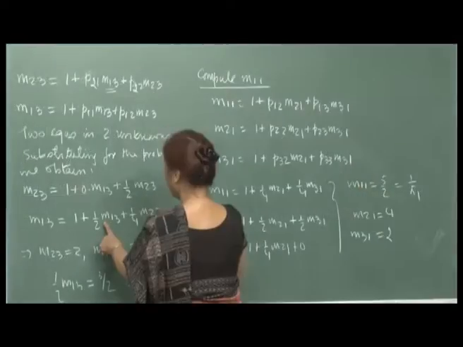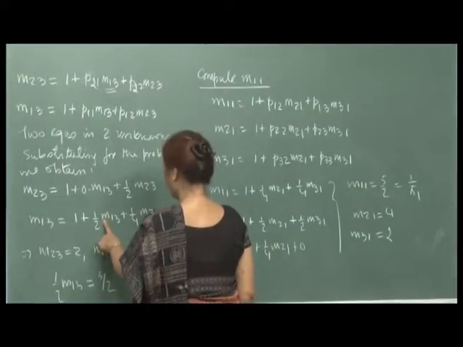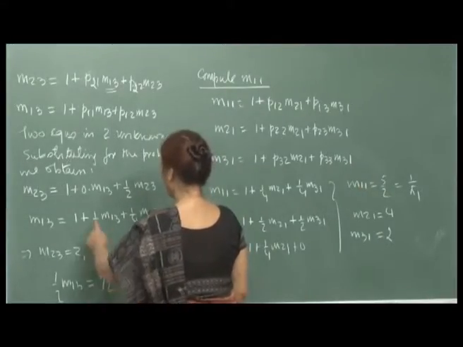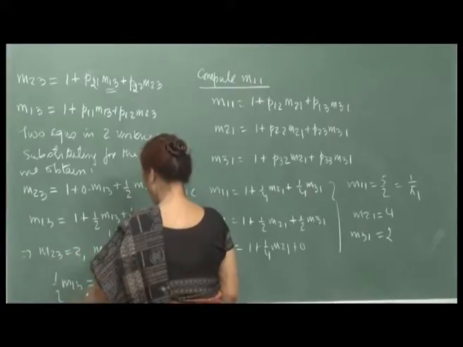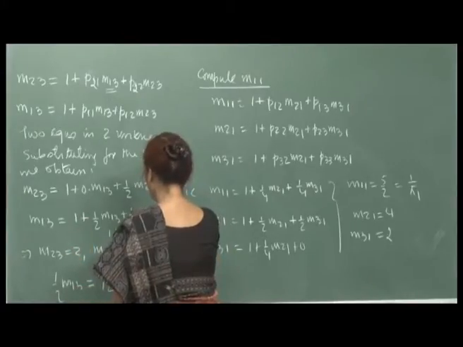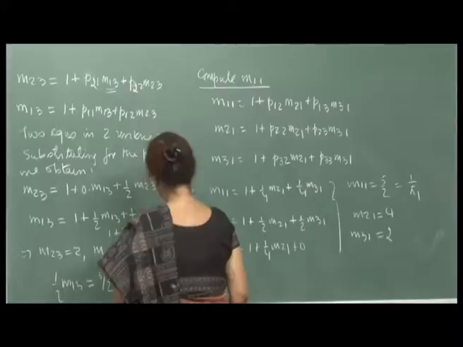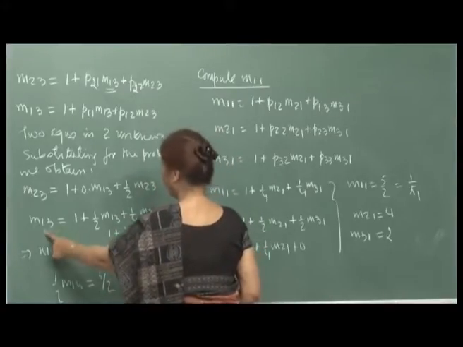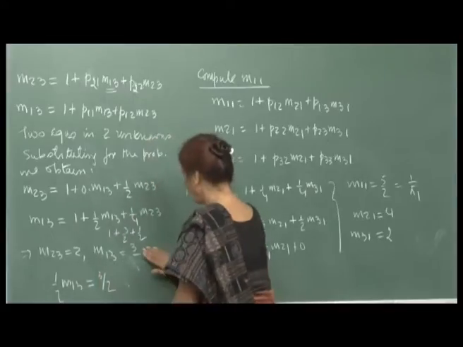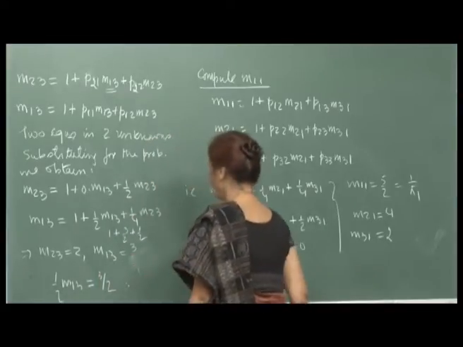So, this is equal to 1 plus M13, which we are saying is coming out as 3 by 2 plus, and this is half. So, this is 2 plus 1, which gives 3. Therefore, that was the right solution. So, M13 is 3.